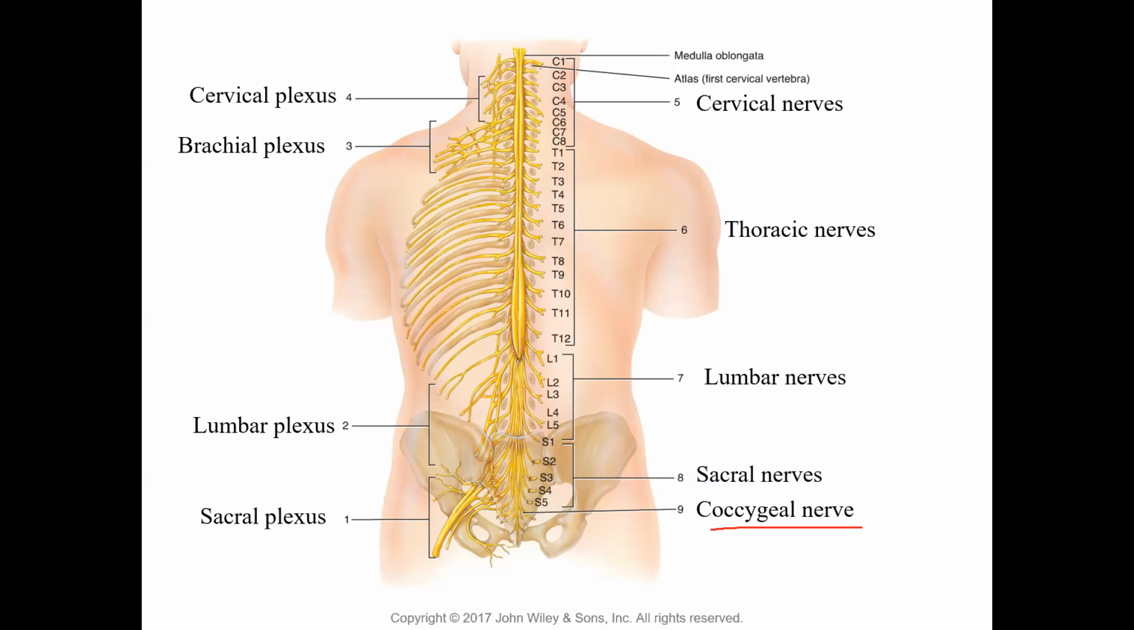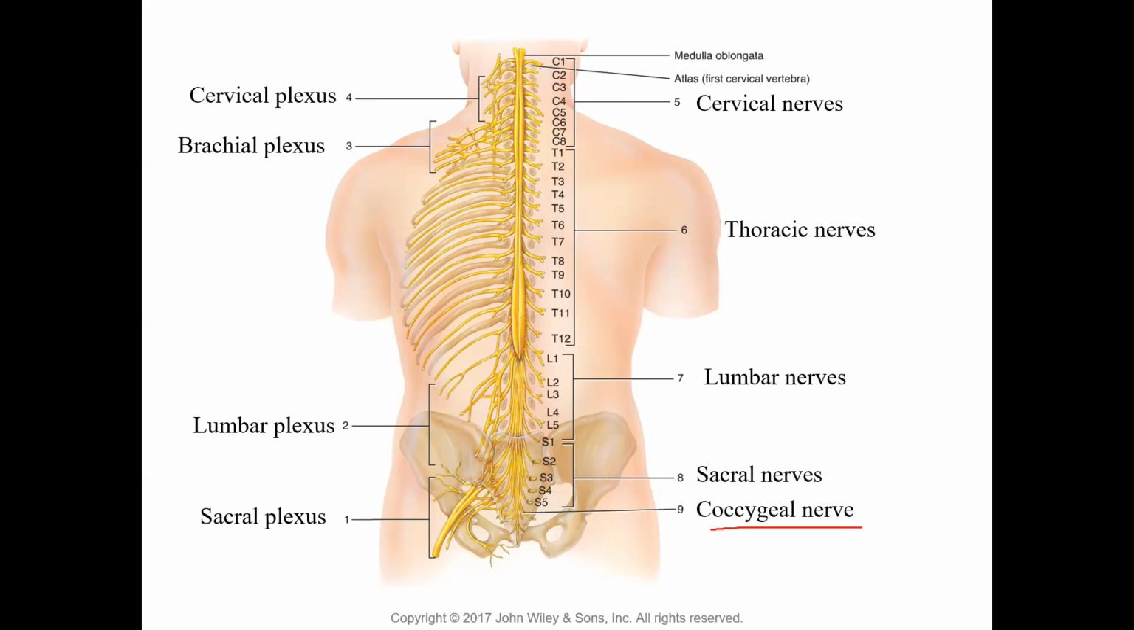These nerves, when they come out, braid with each other and form a network, and this network is known as a plexus. So we have a plexus at the cervical level, known as the cervical plexus. From C1 to C5 is the cervical plexus. From C5 to T1 is the brachial plexus.